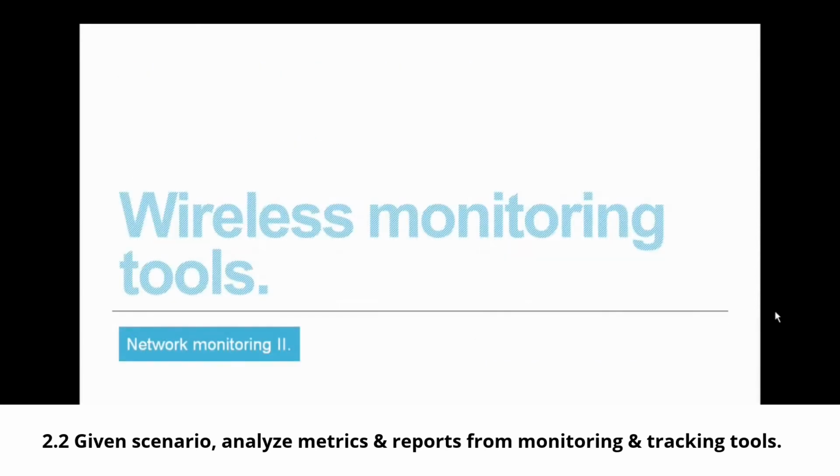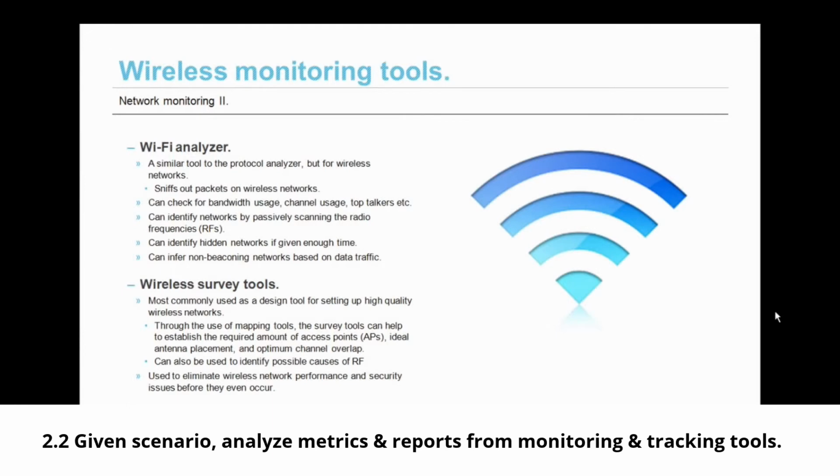Now let's move on to wireless monitoring tools. And we're going to begin with the Wi-Fi analyzer. A Wi-Fi analyzer is a similar tool to a protocol analyzer, but only for wireless networks. It sniffs out packets on wireless networks and gives you statistics on those packets that it sees. It can check for bandwidth usage, channel usage, top talkers, top listeners, etc., just like a packet sniffer can.